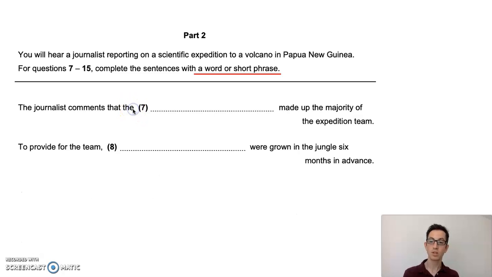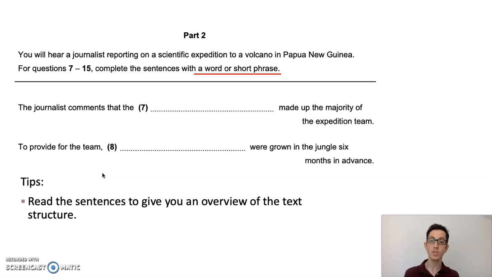So some tips on how to complete this section. Well, first of all, before you listen, make sure you read all of the sentences to give you an overview of the text structure. For example, if we look at the sentences that are given here on screen, we can see that these are to do with the preparation period before the expedition takes place. And as the recording progresses, the information then goes on to deal with the expedition when it's actually underway. And so that helps us to orient ourselves and have an idea of what to expect at each stage.